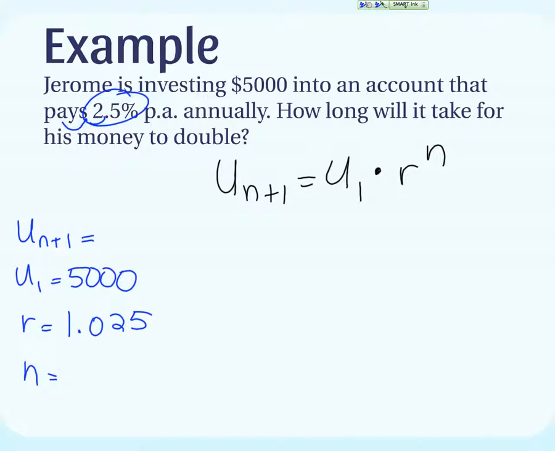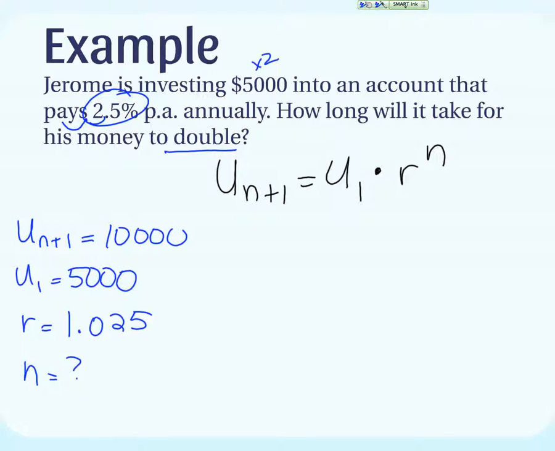N stands for time. Do I know the amount of time that I'm investing? Nope, so that's what I'll be looking for. And then the u sub n plus 1, that's the amount of money we end up with. How much money do we want to end up with? 10,000. How did you guys get 10,000? 5,000 times 2. Beautiful. We have to take the 5,000 times 2 because we're doubling it.